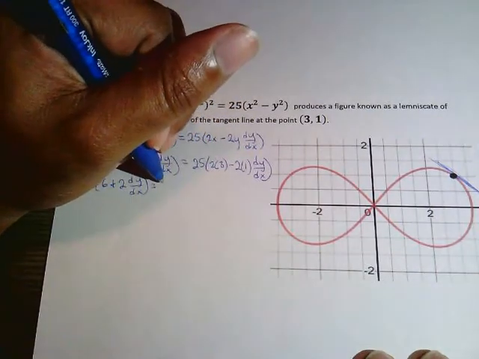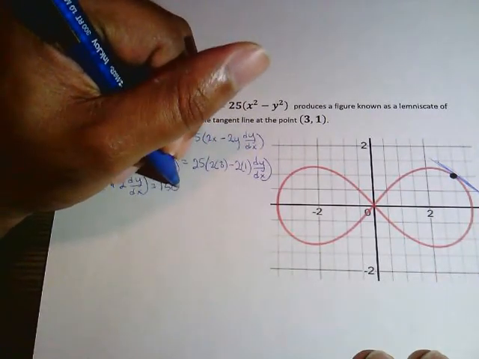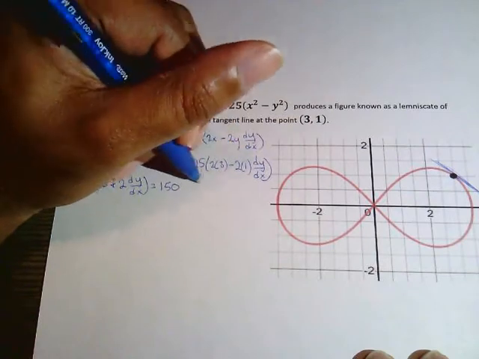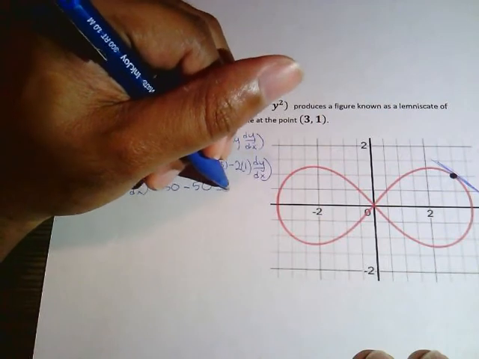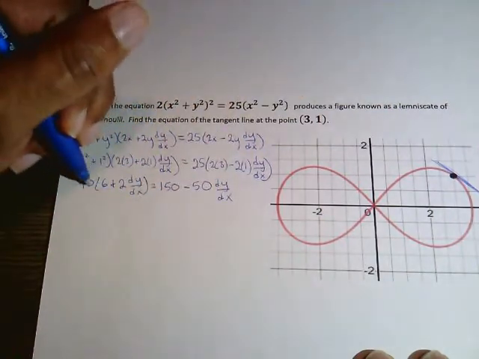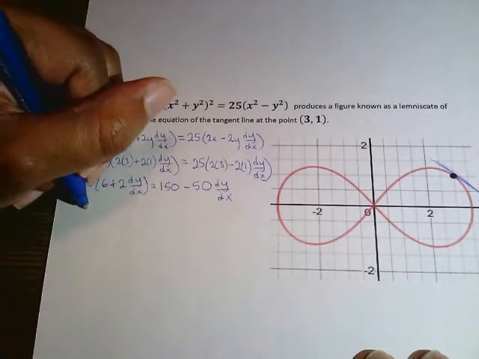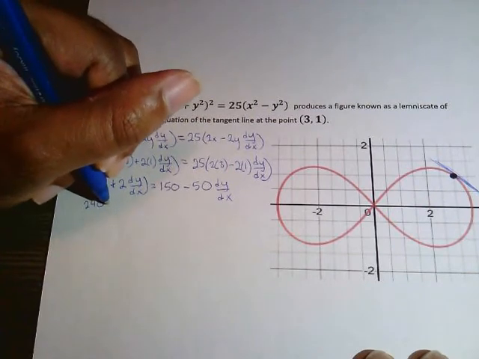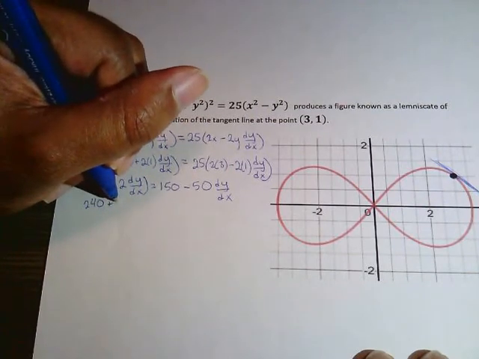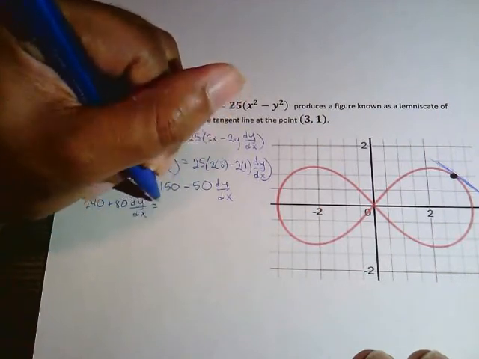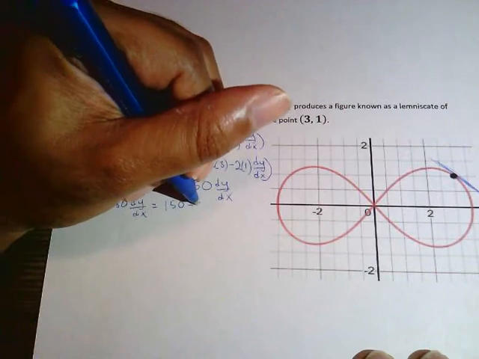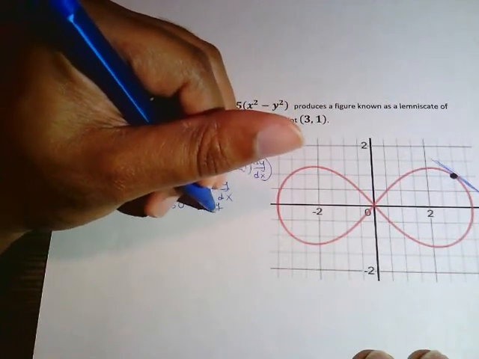So this will be 25 times 6 will be 150. 25 times 2 will be 50 dy/dx. And on this side, 40 times 6 will be 240 plus 40 times 2, that will be 80 dy/dx, equals 150 minus 50 dy/dx.